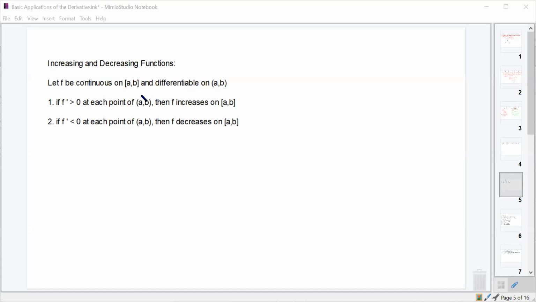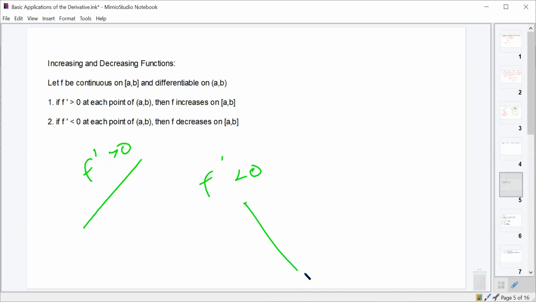And so why is this true? If the derivative is positive, that means that the slope of the tangent line is positive, right? And if the slope is positive, that means the function should be going up, right? The f prime is positive, and if f prime is negative, and the slope of the tangent line is negative, it should be going down. All right, everybody good with that? You'll want to know and memorize that.